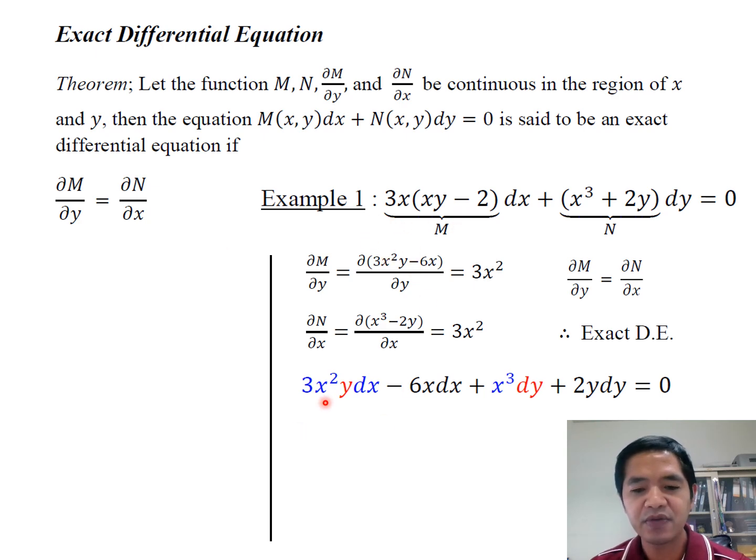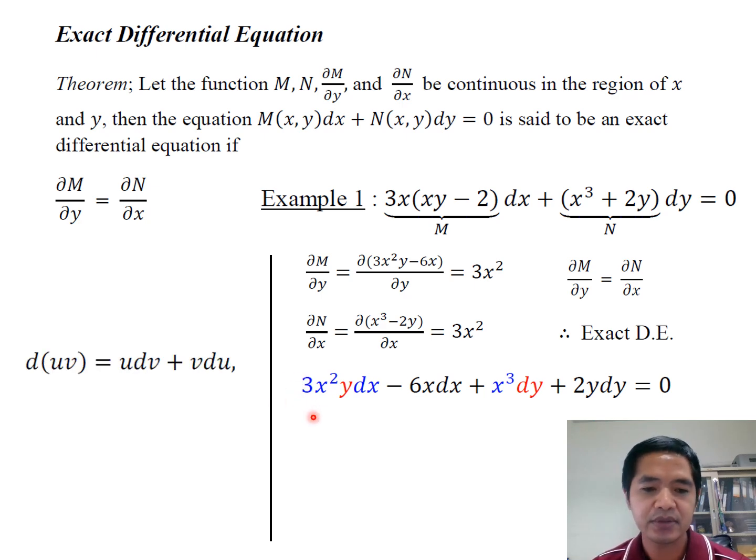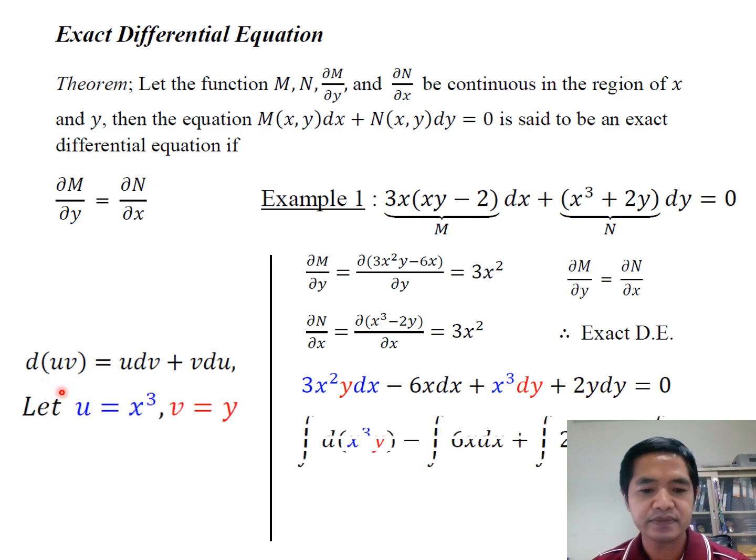That means from this problem there should be some terms coming from this kind of product, which is d(uv), right? d(uv) equals u dv plus v du. So there are at least two terms from this equation coming from d(uv), because when you do d(uv), you're going to get u dv plus v du.